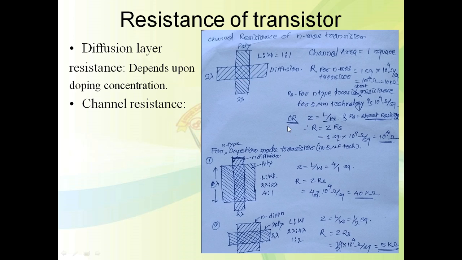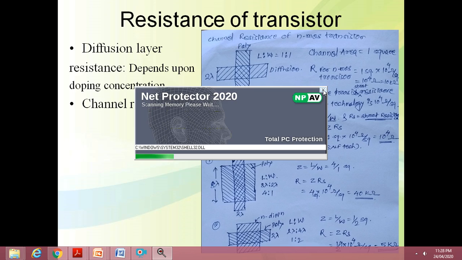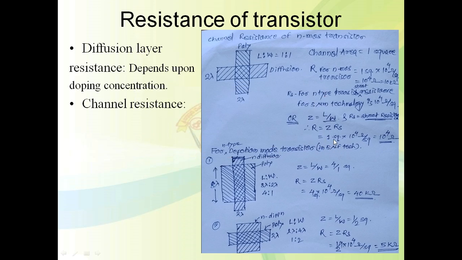We can also find the channel resistance by using this equation: R is equal to Z into RS, where RS is the sheet resistance for an n-type transistor for 5 micrometer technology in this example, and Z is equal to the length to width ratio. Therefore Z is 1 square, and sheet resistance is 10 raised to 4 ohm per square. Therefore 10 raised to 4 ohm is the channel resistance offered between drain and source.